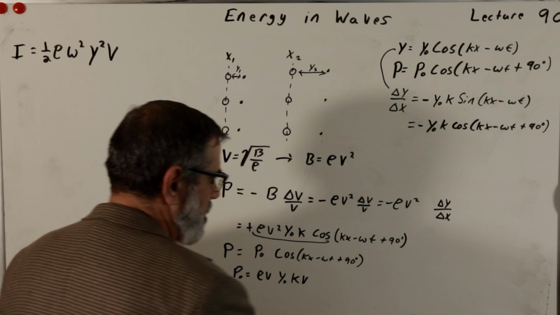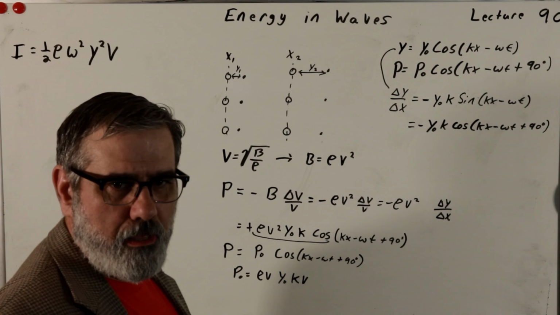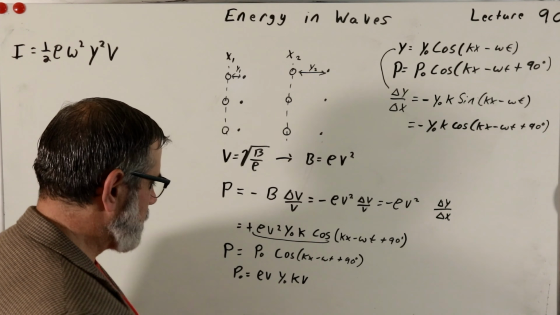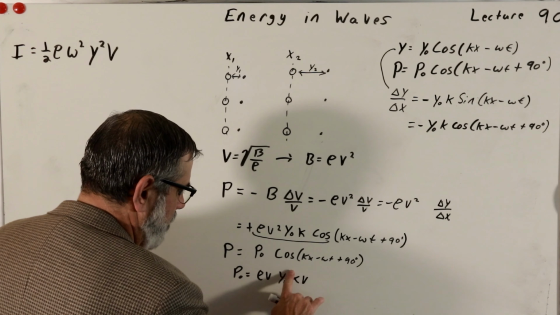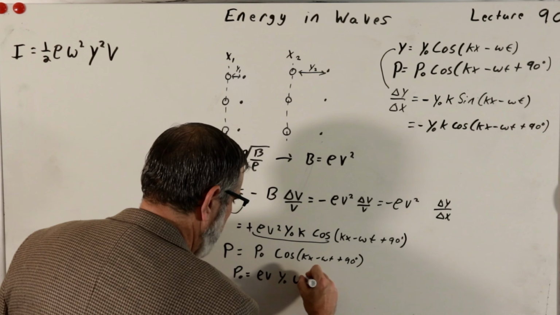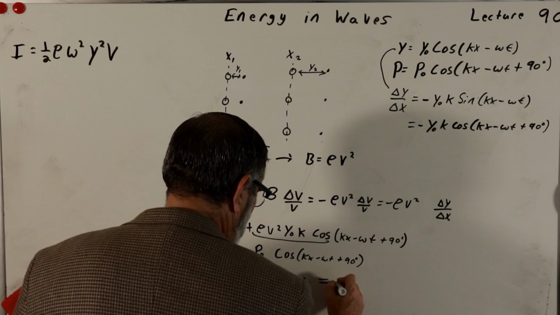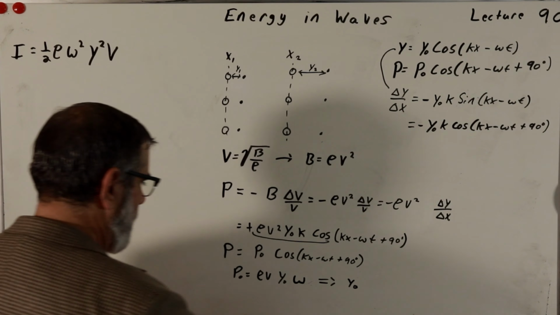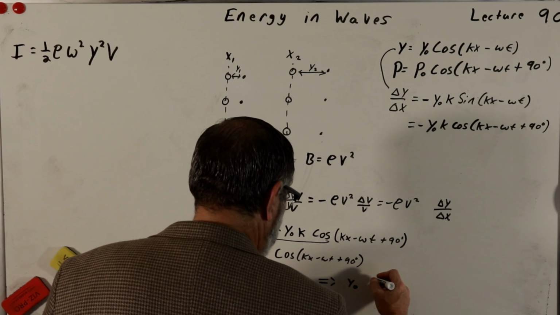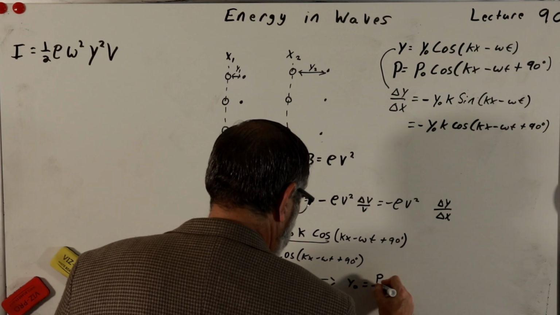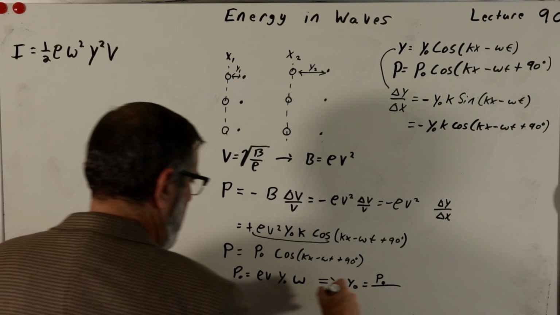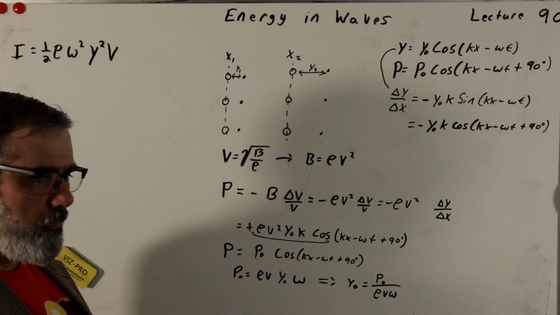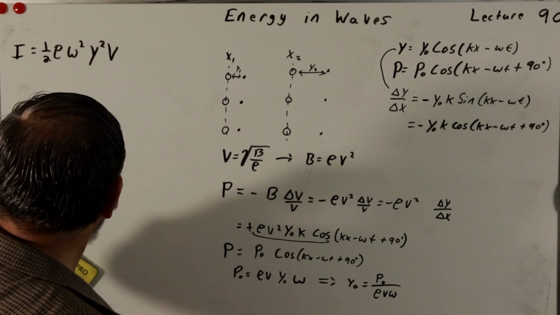The reason I did that is because remember that omega over K is equal to V, the wave velocity, which means that K times V is equal to omega. So I can take this term here and replace it with the frequency, omega, which then allows me to solve for Y naught in terms of P naught. That gives me that Y naught is equal to P naught divided by rho V omega. Nothing fancy going on here.